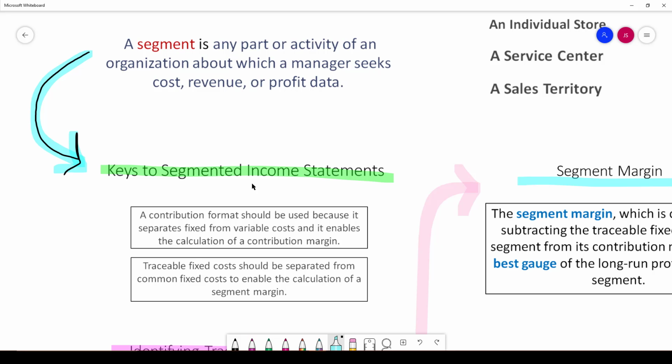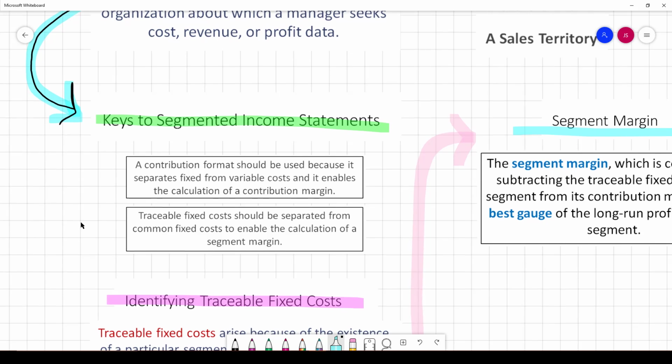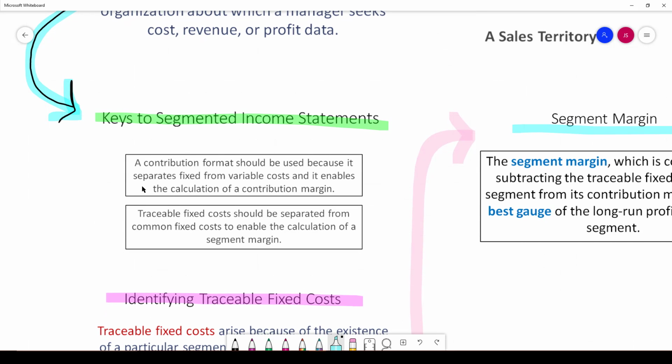But for internal purposes, it's really helpful if managers take that extra step to do a segmented income statement in the contribution format so that they can look at each segment's different variable and fixed cost components and its sales components to make certain analyses regarding its costs, revenues, and profits. Again, we would want to use that format because it splits those costs up between the variable and fixed elements. And also, by using that income statement format, we're able to find the contribution margin of every segment on its own. And each segment will have its own traceable fixed costs as well.